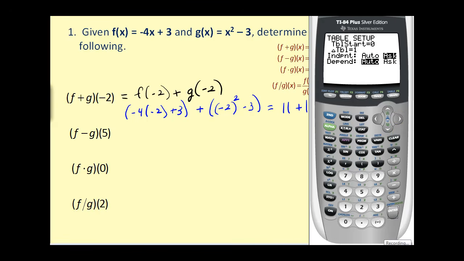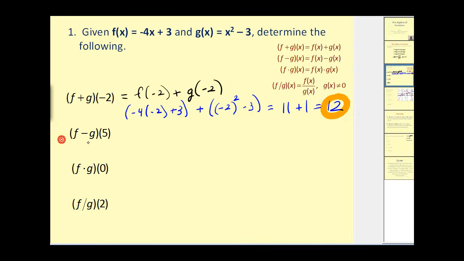Now let's go to the table. Second graph. So for example, on this first problem, if we look at the values of the functions at x equals −2, if we press −2, we can see that y1 plus y2 would equal 12, which is what we found for the answer for this first problem.